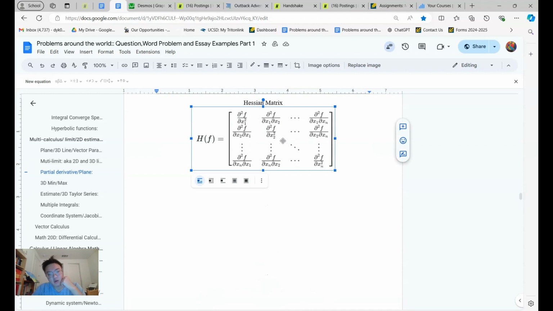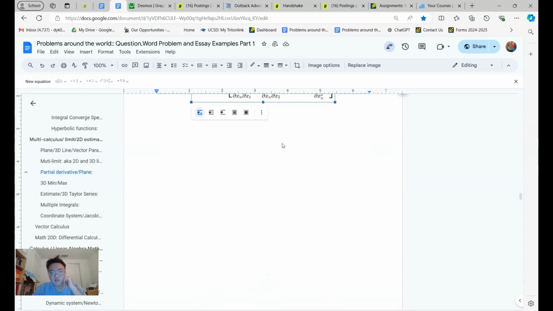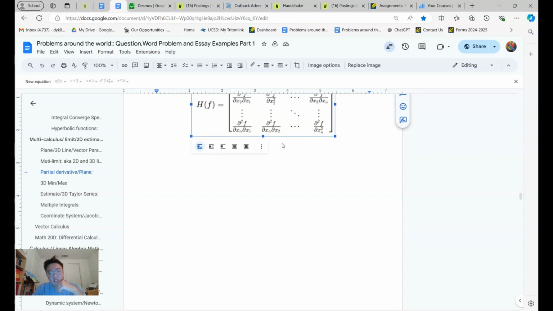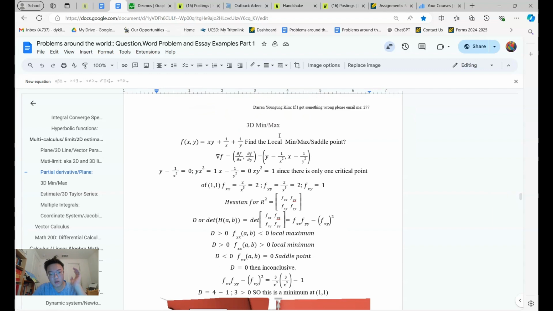I put the Hessian matrix here because it's partial. There's a confusing partial for the Taylor series, and I just said I'll put it in here. Not really useful right now. I don't really think you will need it right now. The Hessian matrix is a pain, so I'll put it there for now.